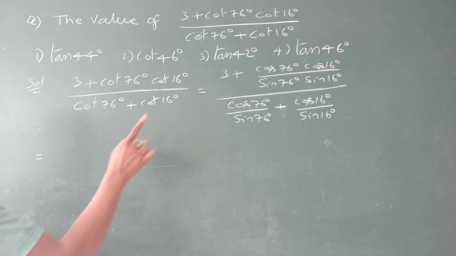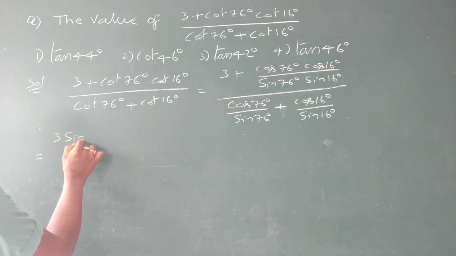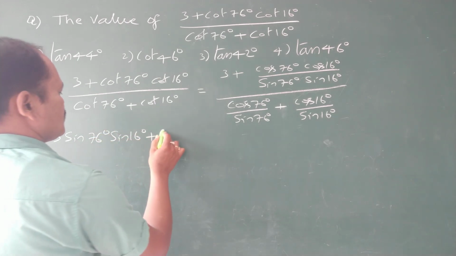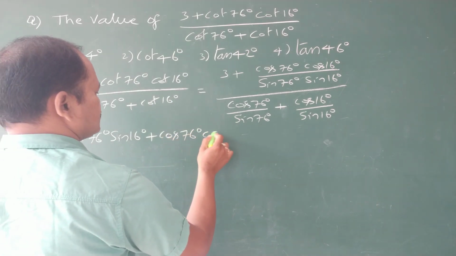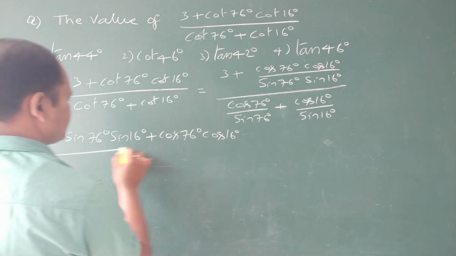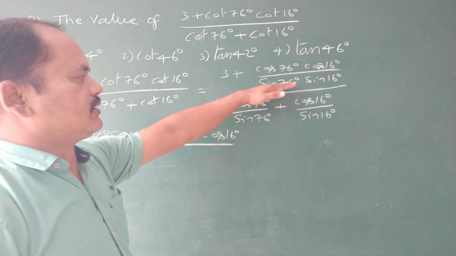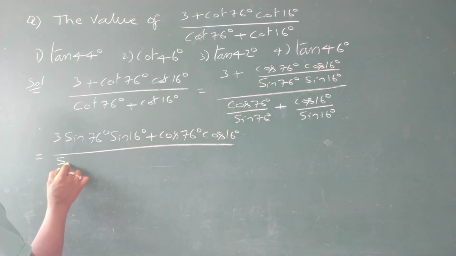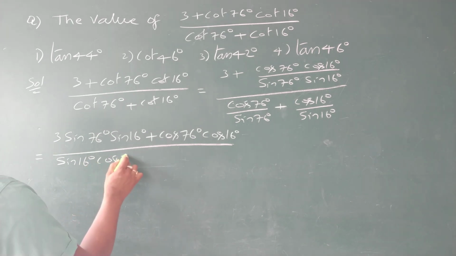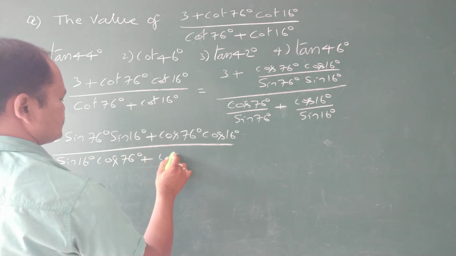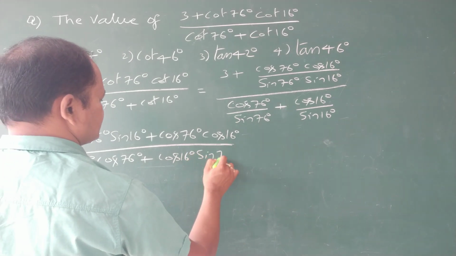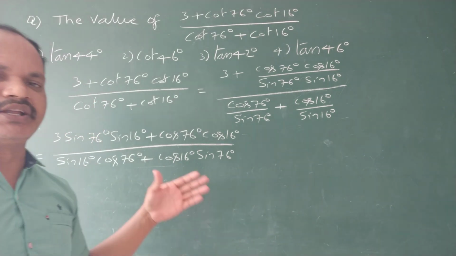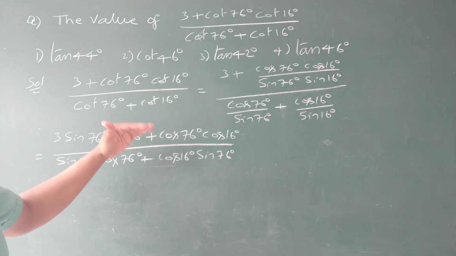Now we have to take the LCM, that is 3 times sin 76 degrees sin 16 degrees plus cos 76 degrees cos 16 degrees, whole by sin 16 degrees cos 76 degrees plus cos 16 degrees sin 76 degrees. After taking the LCM, in both the numerator and denominator, the denominators get cancelled.